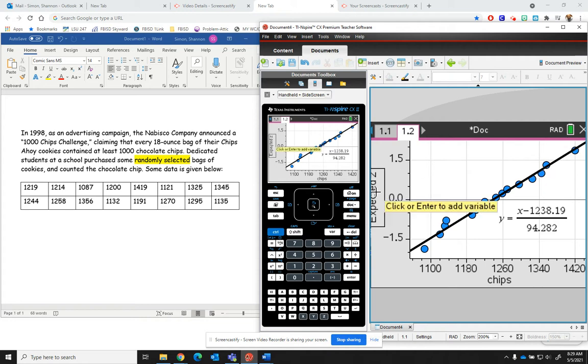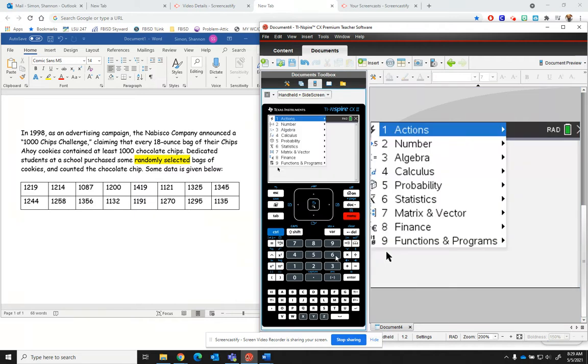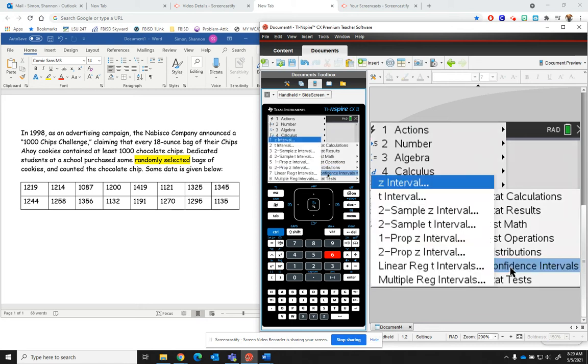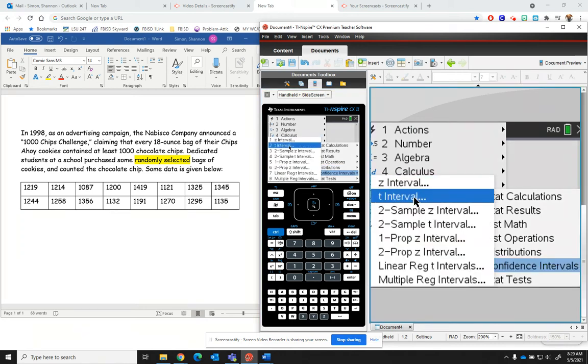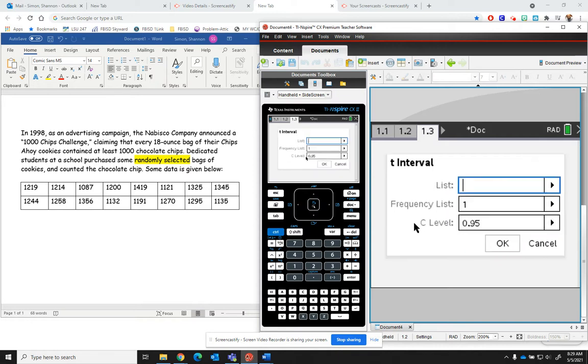So to get to the interval, I'm going to add a calculator. And in this calculator part, I'm going to go menu, 6, statistics, number 6, confidence intervals, number 2, T interval. This is a T interval. The T interval has two ways to be calculated. You can calculate the data, or you can calculate the stats. Data is when you put things into a list like we just did. Stats are when you're given the actual numbers in the problem. So we're going to leave this set to data, press OK.